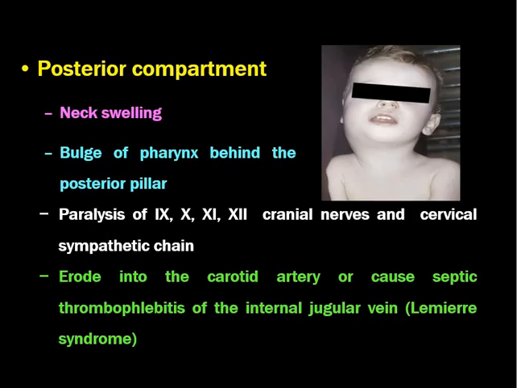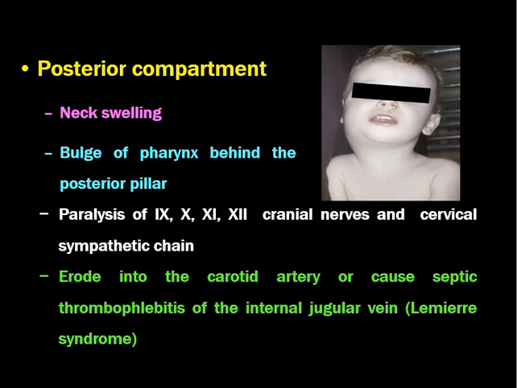In contrast to the anterior compartment, the posterior compartment is more important because it is also called the neurovascular compartment. Important neural and vascular structures from the neck extend to the mediastinum through the posterior compartment. It is also called Lincoln's Highway. The carotid sheath, which lies in the posterior compartment, contains the internal jugular vein, carotid artery, cervical sympathetic chain, and the 9th, 10th, and 11th cranial nerves.